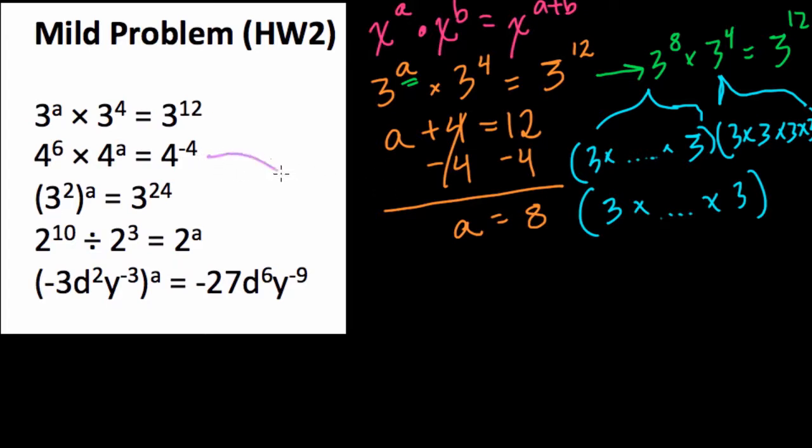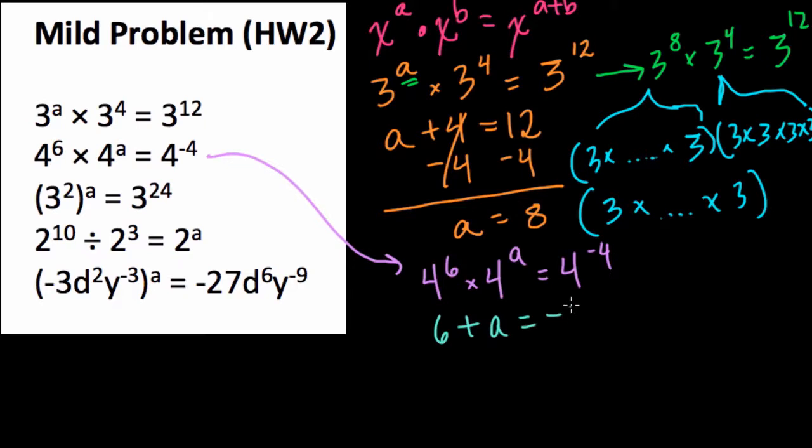And it carries over right into the next problem, which says 4 to the 6th times 4 to the a is equal to 4 to the negative 4th. Now, negative exponents just mean division. In this case, 4 to the negative 4th would mean 1 divided by 4 to the fourth. So we're not getting a negative number here, but we're still following the same basic principle that 6 plus a is equal to negative 4.